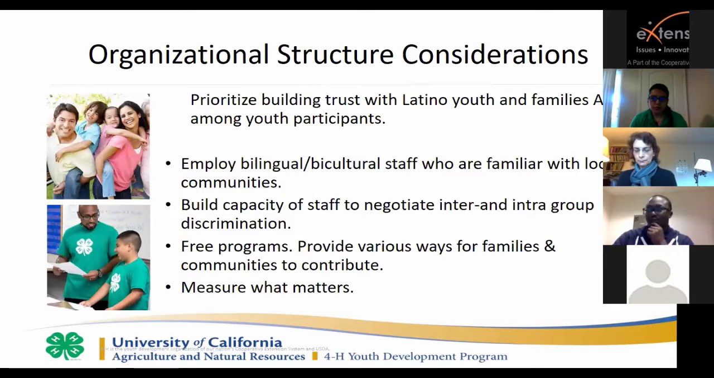group processes. The suggestion is also that programs are free and provide various ways for families and communities to contribute. It could be contributing by supervision, fundraising, small donations, or sharing artistic talents or other skills. And then ensure that the program evaluation and organizational capacity support addressing youth experiences, biculturalism, acculturation, poverty, and discrimination, so that you're really measuring what matters. Claudia will now discuss the program.